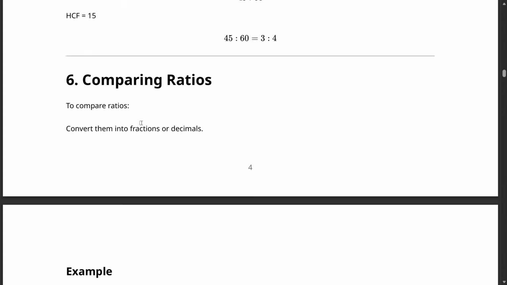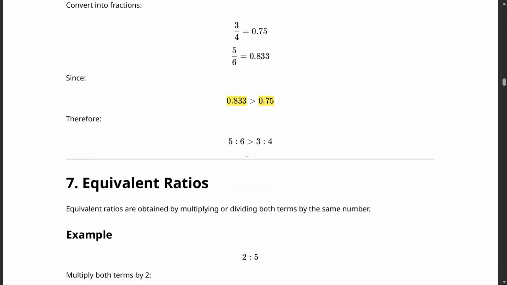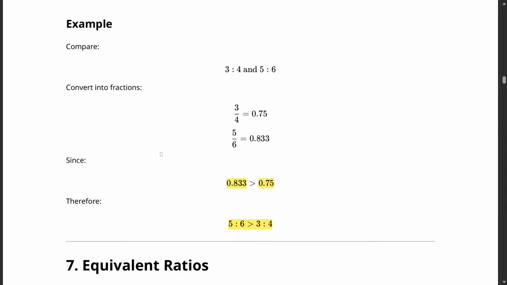Comparing ratios. To compare ratios, convert them into fractions or decimals. Take 3 is to 4 and 5 is to 6. Convert into fractions: 3 by 4 equals 0.75 and 5 by 6 equals 0.833. Since 0.833 is greater than 0.75, therefore 5 is to 6 is greater than 3 is to 4.